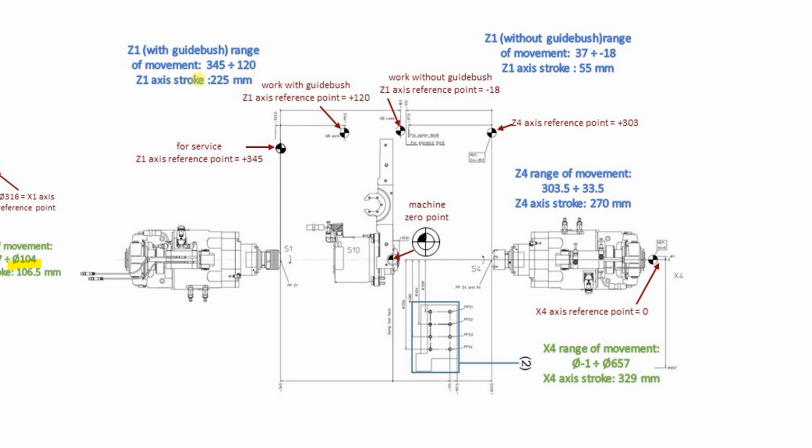the strokes for axis Z1. First, it is necessary to emphasize that the value of stroke depends also on the configuration of our machine. When we work with guide bush, then we have longer stroke, and this is 225. In the case of work without guide bush, the stroke is much smaller and equals 55. So you know that the mode of working of a machine without guide bush is dedicated to short parts.